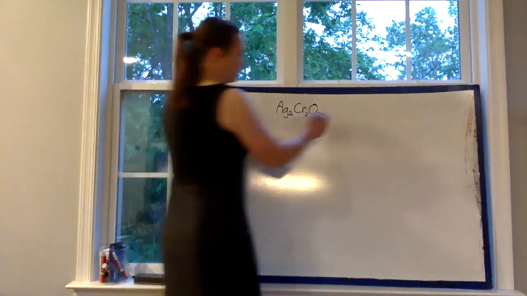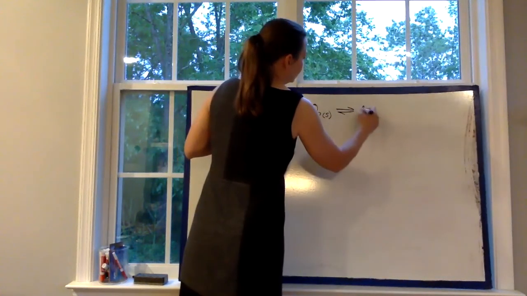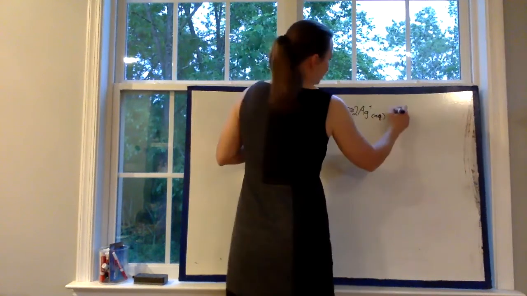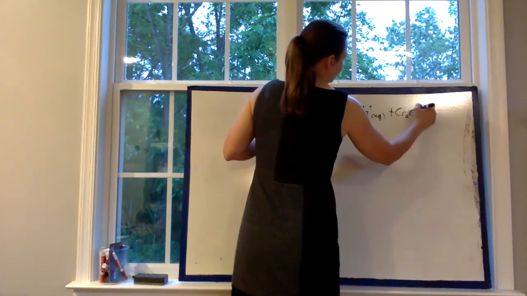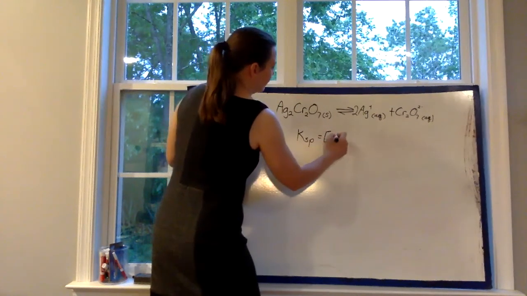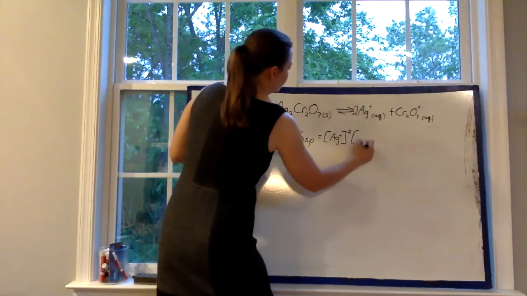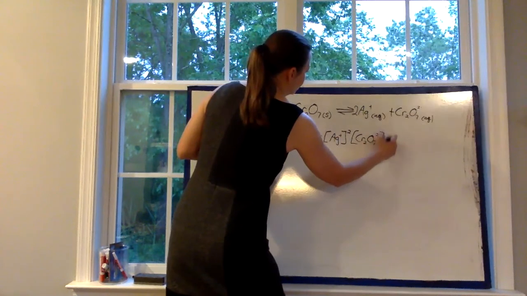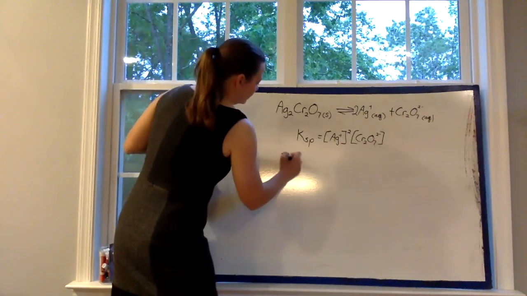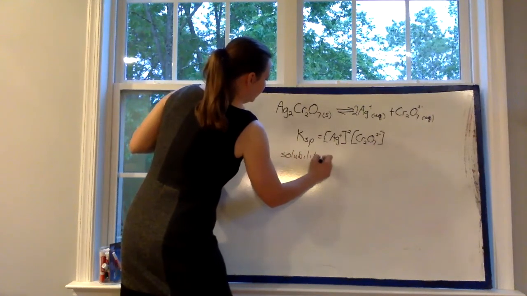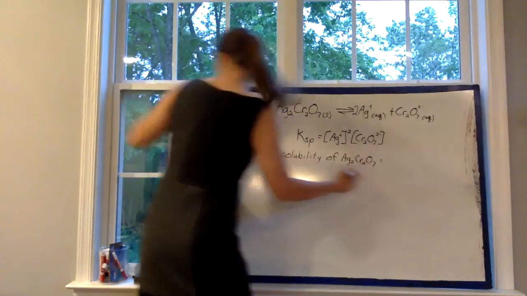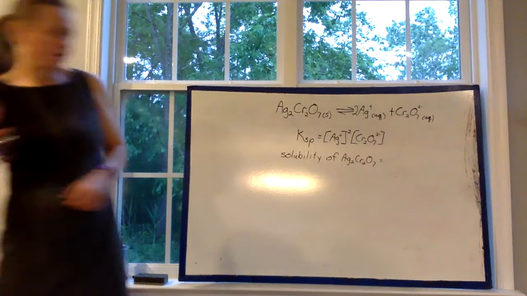Okay, so this is our solid in water. It's going to dissociate and give us silver ions. But we have 2 of them, so that's going to get a coefficient of 2. And the dichromate ion. So our KSP expression is going to be the silver ion concentration squared times the dichromate ion concentration. Okay, there's our KSP expression, and we're told that the solubility of silver dichromate is 7.8 times 10 to the negative 5th molar.